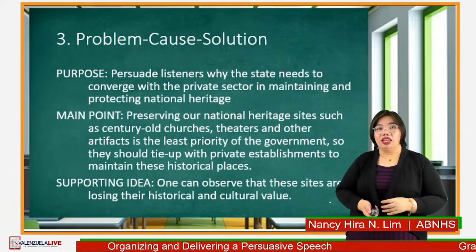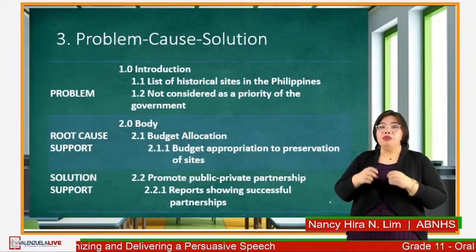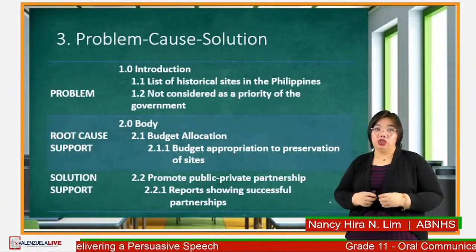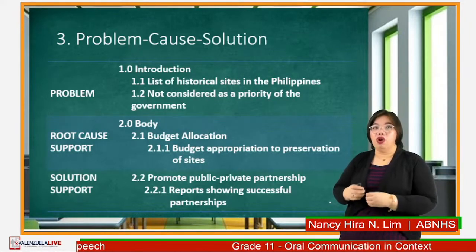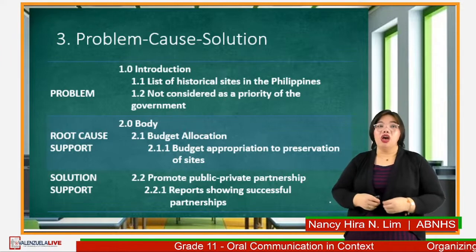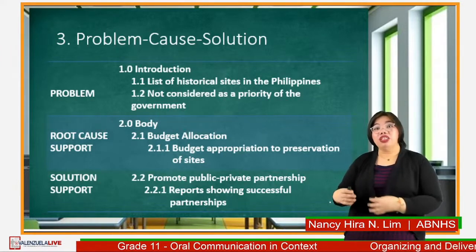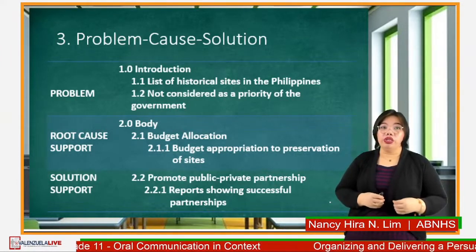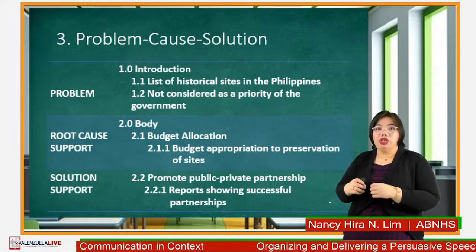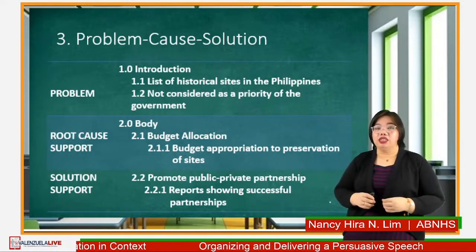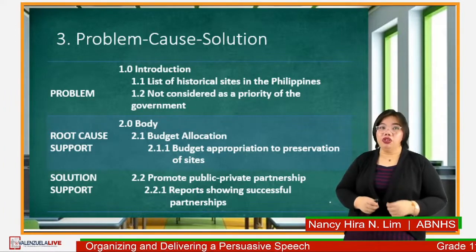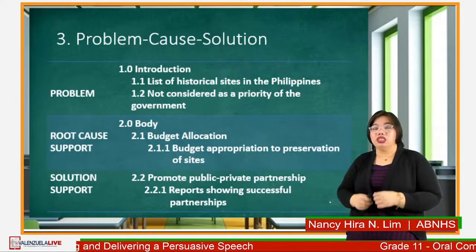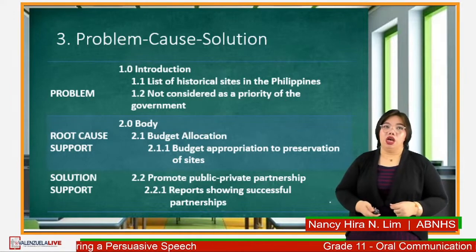Here is the outline. The problem should be introduced in the introduction. And the problem is that it is not considered a priority of the government for our historical sites. For the root cause, it's budget allocation. For the support, it's budget appropriation for preservation of sites. For the solution, promote public-private partnership. And then for the support of that, reports showing successful partnerships.